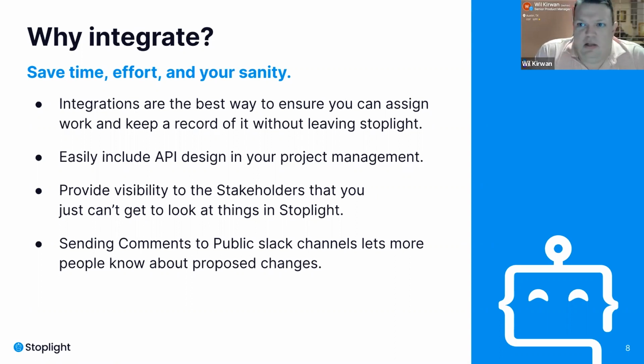By having that visibility to stakeholders where they can be tagged in integration, it saves a lot of time. Finally, you can send comments to your public Slack channels. And so you can let more people know about proposed changes. Maybe there was someone that you didn't think would have an opinion that does have an opinion, and they end up having something that's incredibly useful to say about the API you're building. You never know until someone sees it in the Slack channel. That serendipity is incredibly useful.